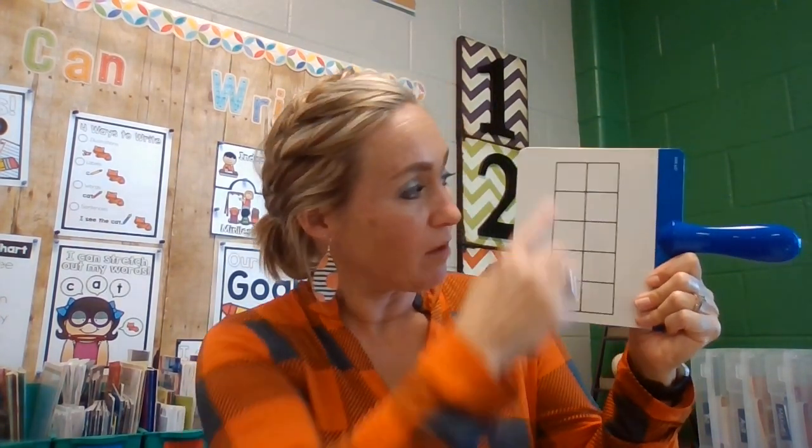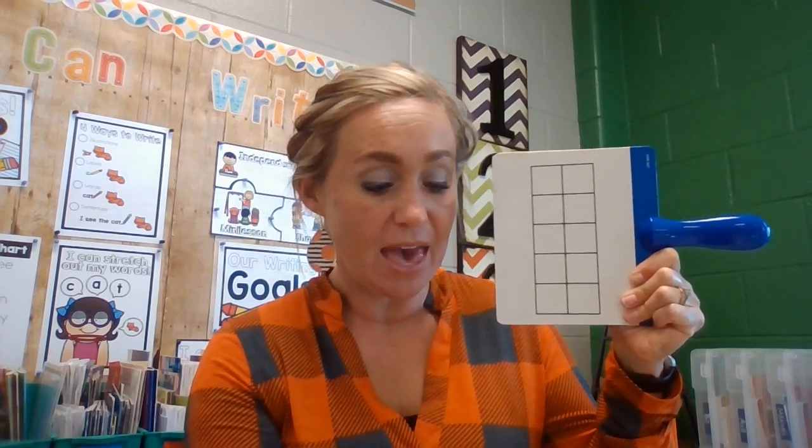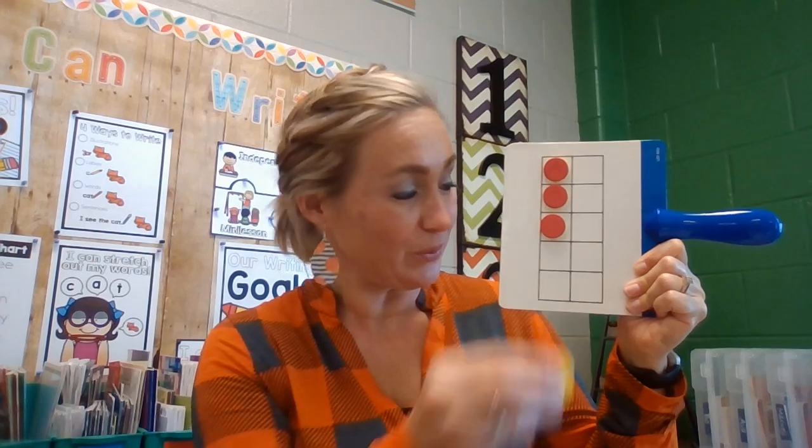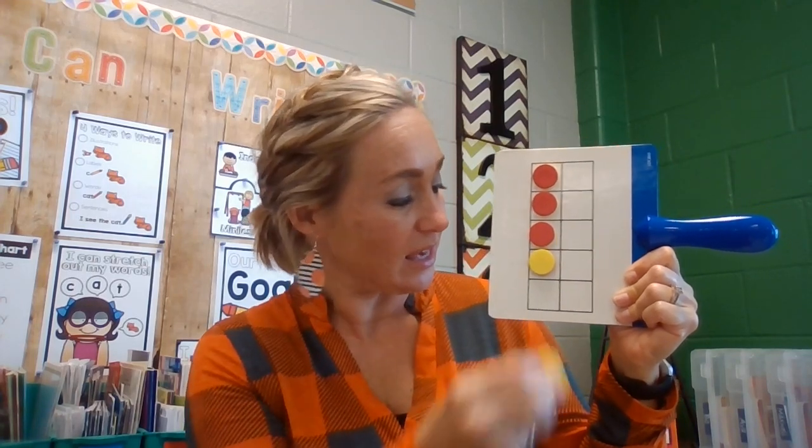This time, I have my vertical 10 frame here. Remember, we're only working on one side to make 5. And I'm going to start with 3 circles. How many do I need to add to make 5? 2? Let's see. You're right. 3 and 2 makes 5.